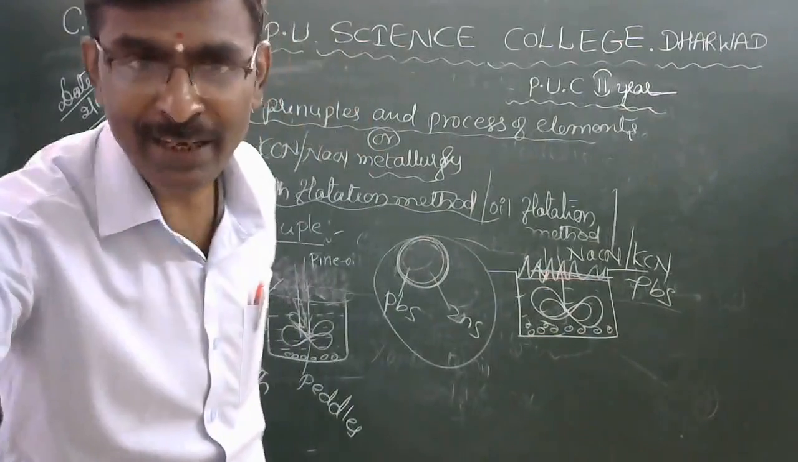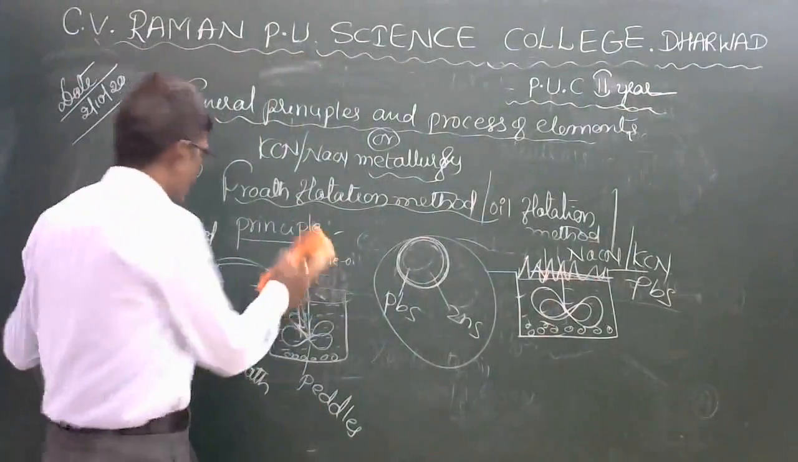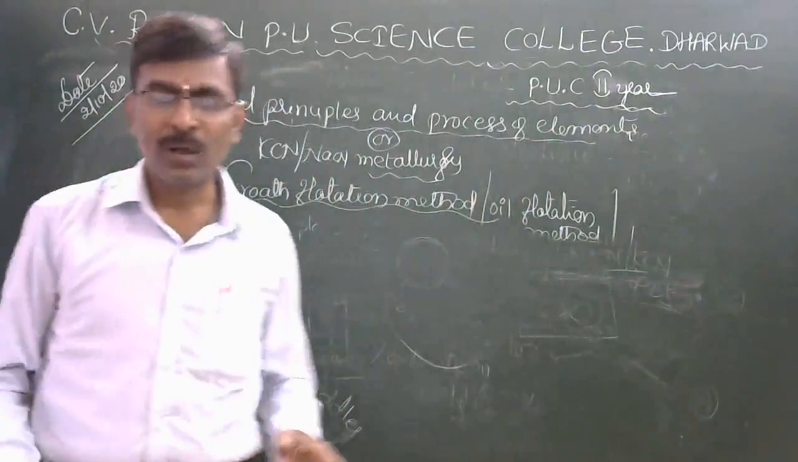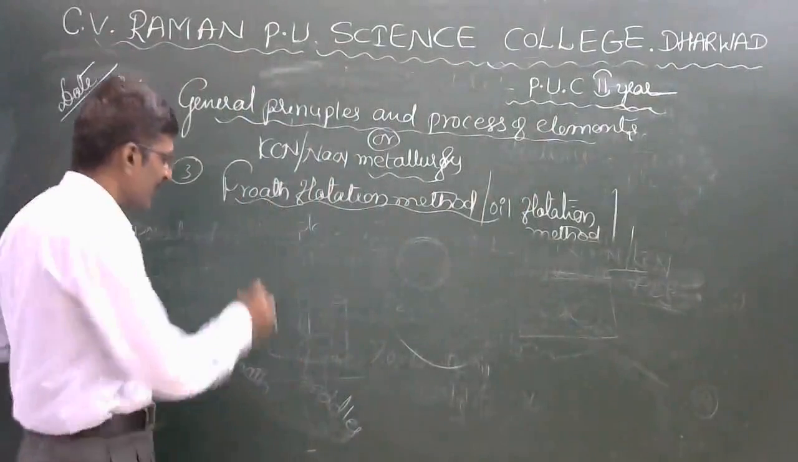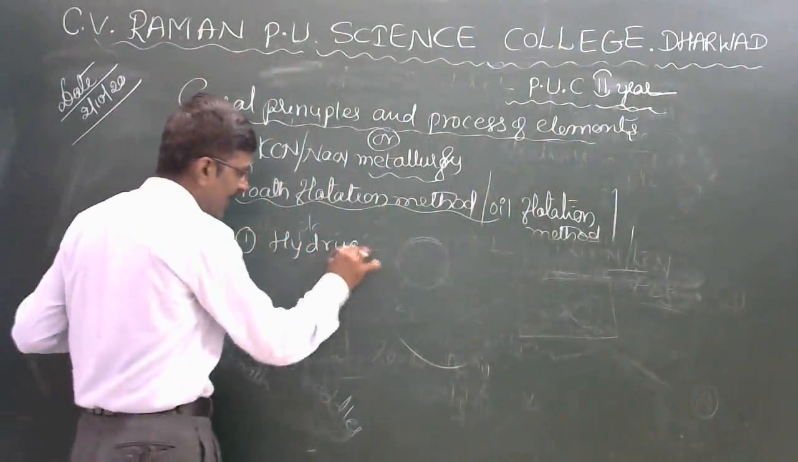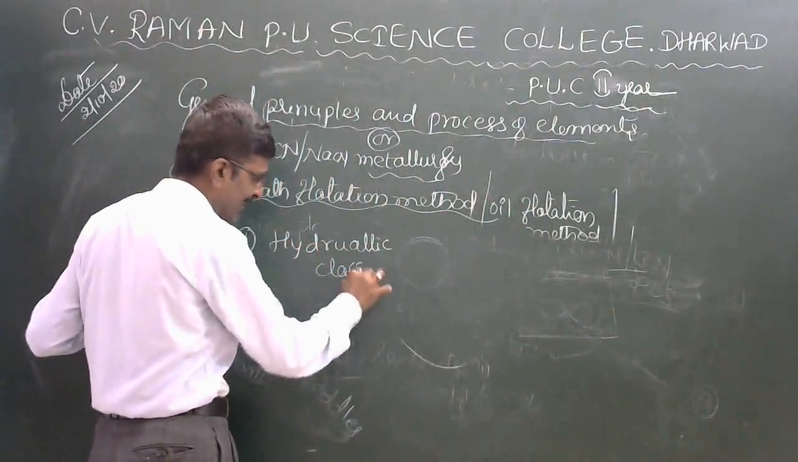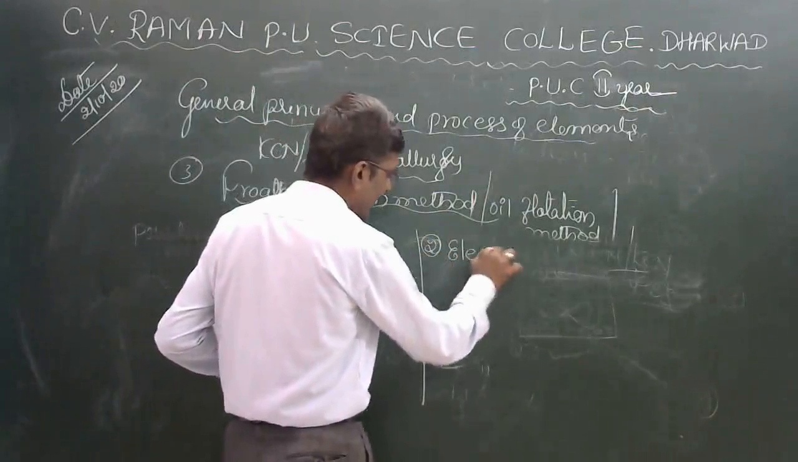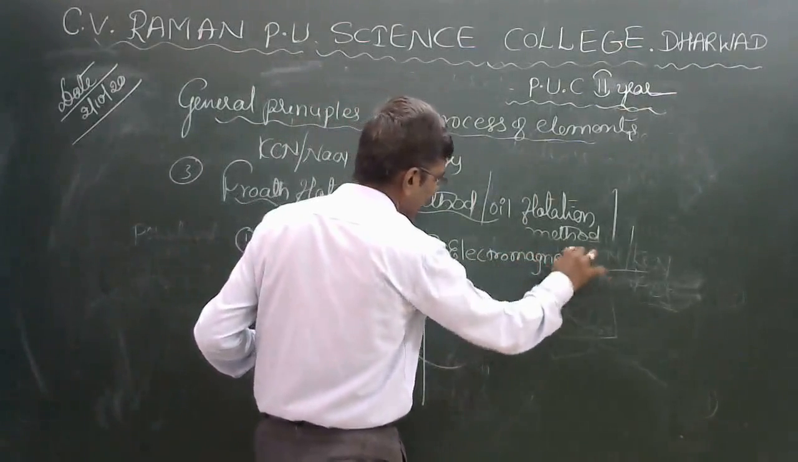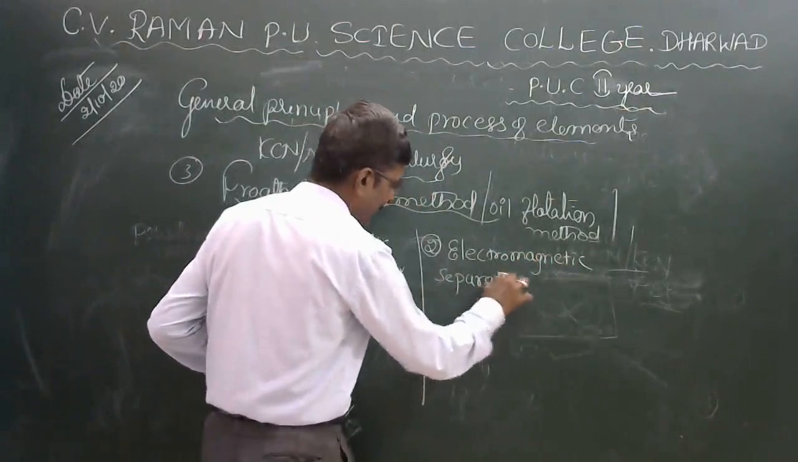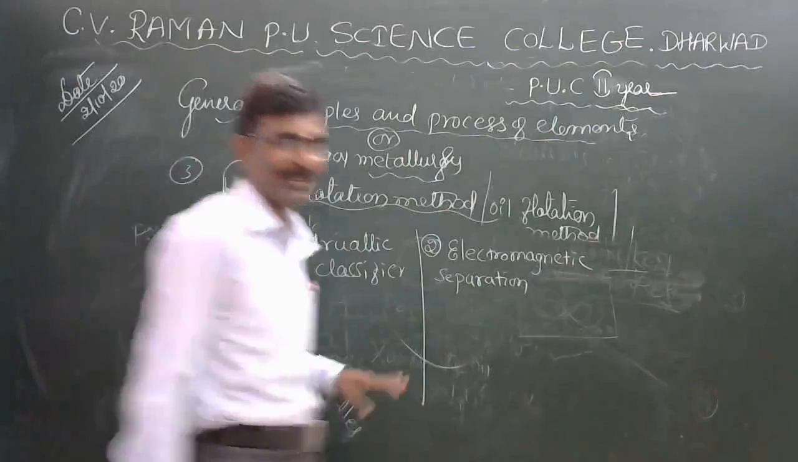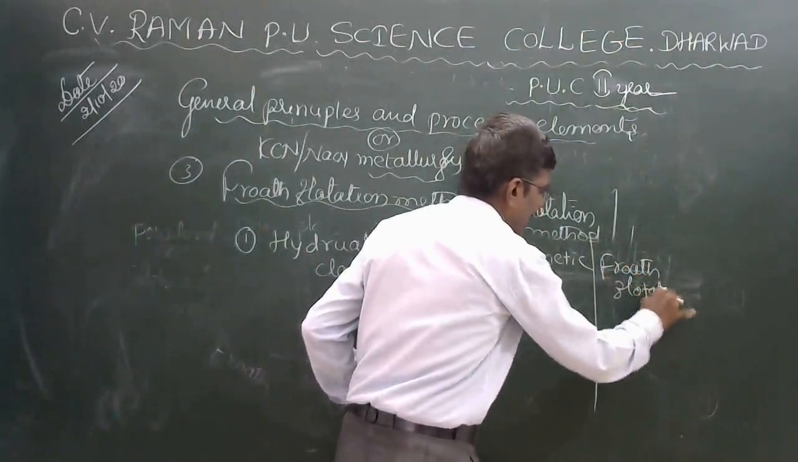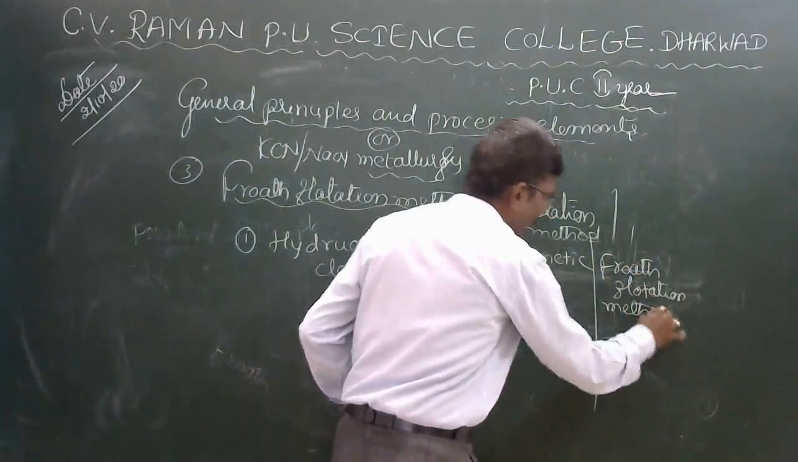So I want to discuss three main processes. We have already discussed the important thing in the separation. Here, one is the hydraulic classifier method. Second, electromagnetic separation. Third, the froth flotation method. We are discussing these three very important processes.